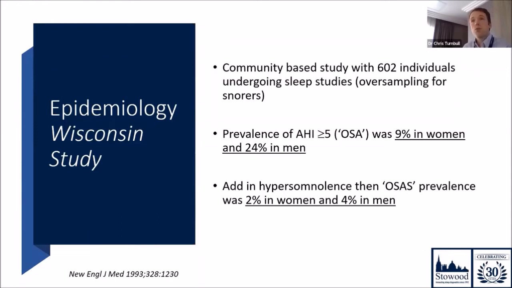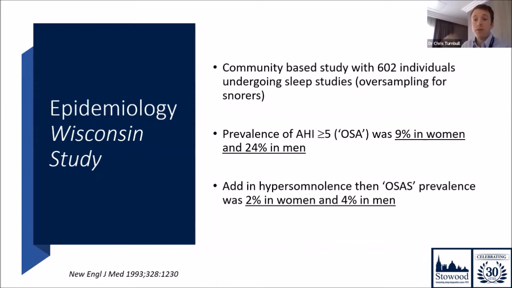the relationship between the AHI and the ESS is pretty poor. This is going back to the Wisconsin sleep study, which is perhaps the first large-scale epidemiological study to look at sleep apnea prevalence. It looked at 602 individuals having sleep studies over samples from a community population. So it picked out more people from the general population who are snorers to undergo sleep studies.